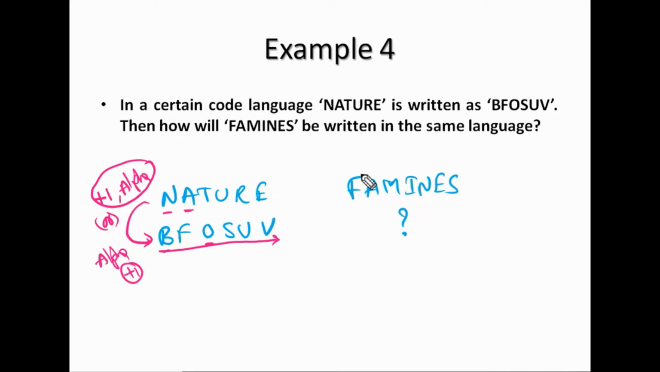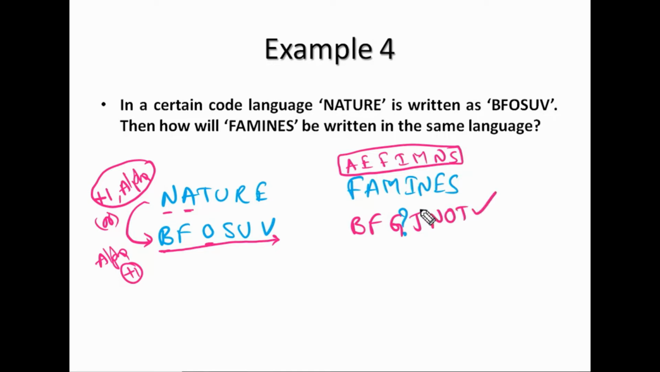No problem. Here we'll do one thing. First we'll arrange all these letters in alphabetical order. So A, E, F, I, M, N and S. Now replace these letters by the next letters with +1. A, B, E, F, F, G, I, J, M, N, N, O, S, T. That is the answer. Right? Okay.